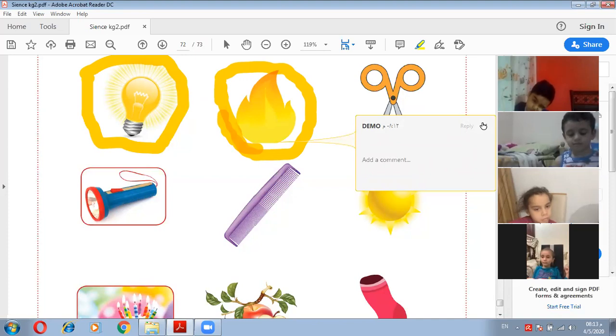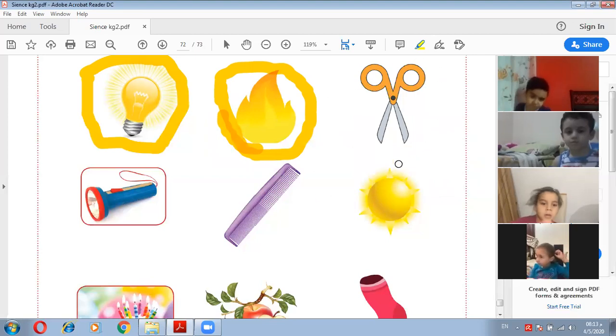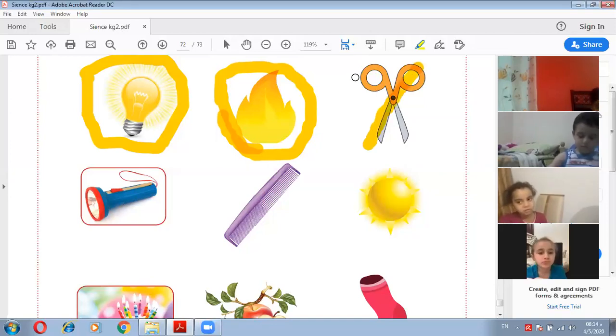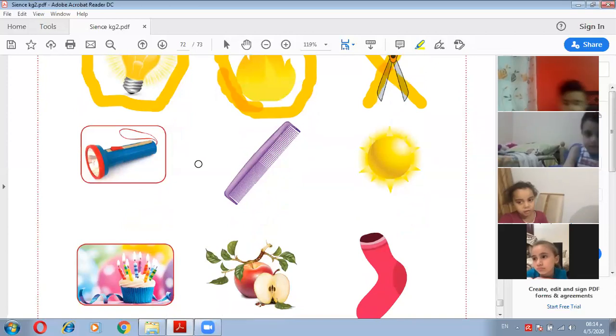And here we have, what are these? Scissors. Do scissors give us light? No, we can use scissors to cut things, but we cannot get light from the scissors. So draw a cross on the scissors. Cross it. That's wrong.